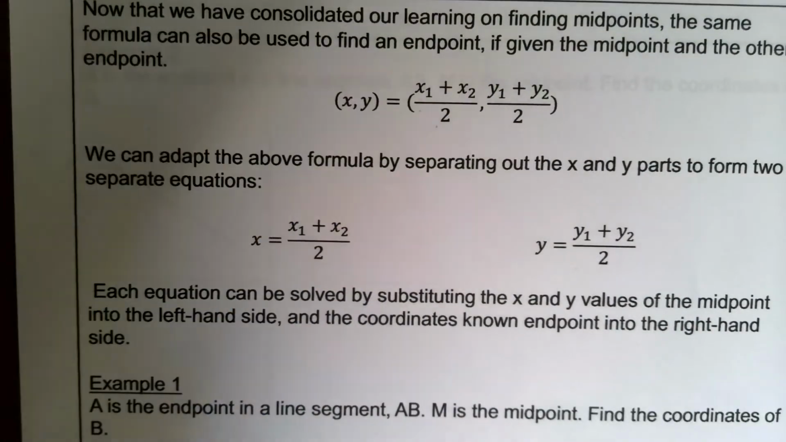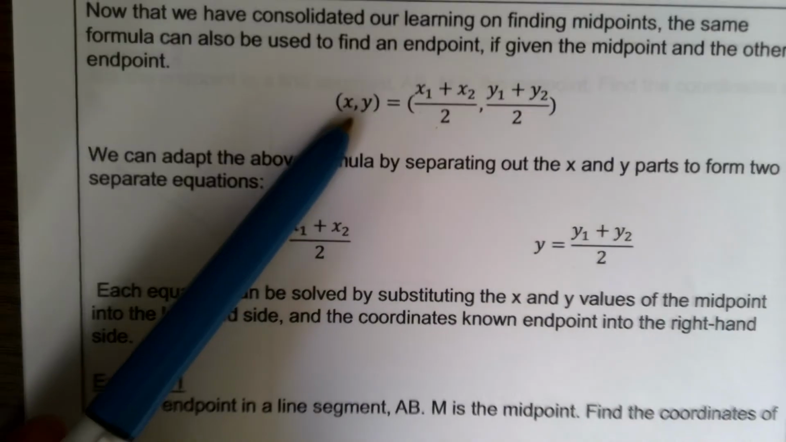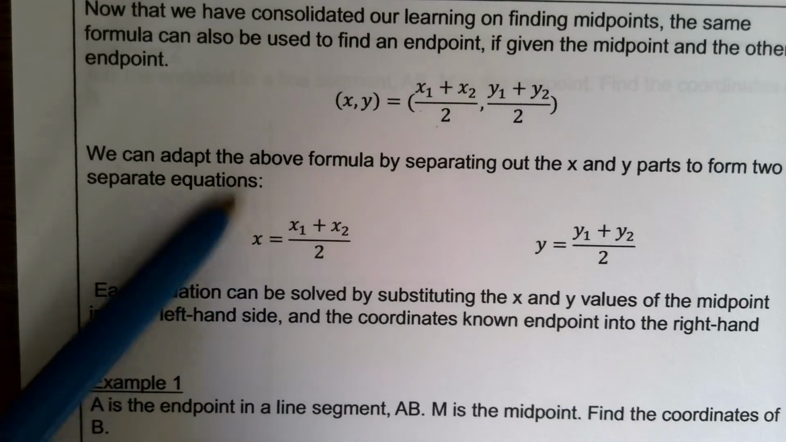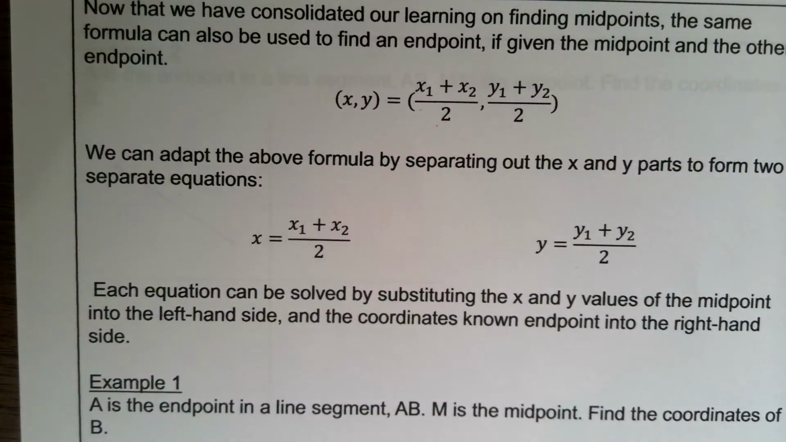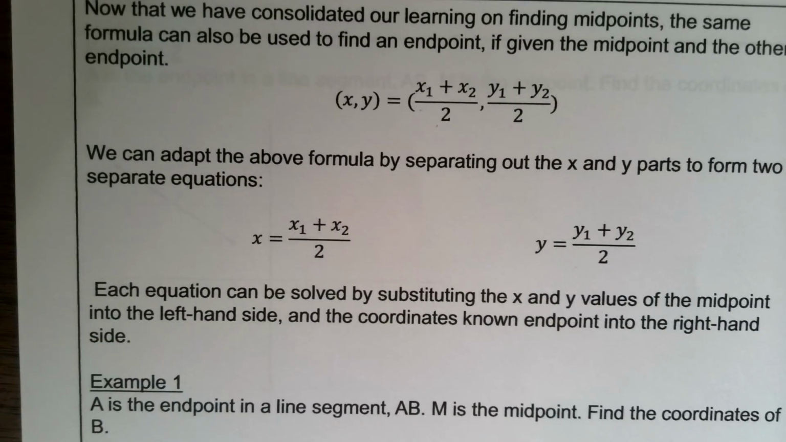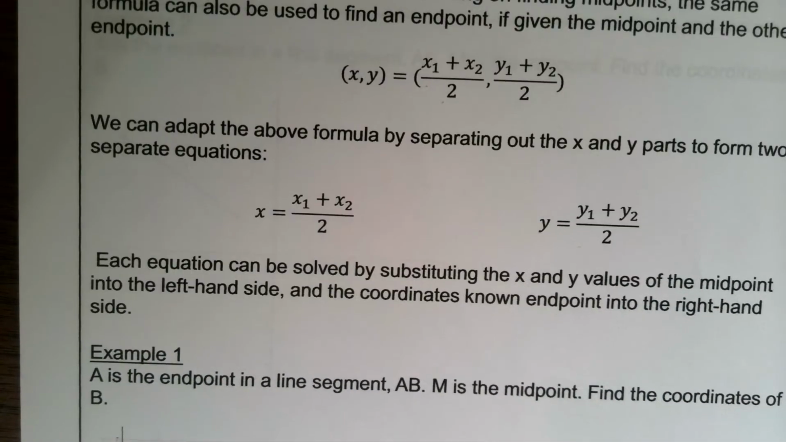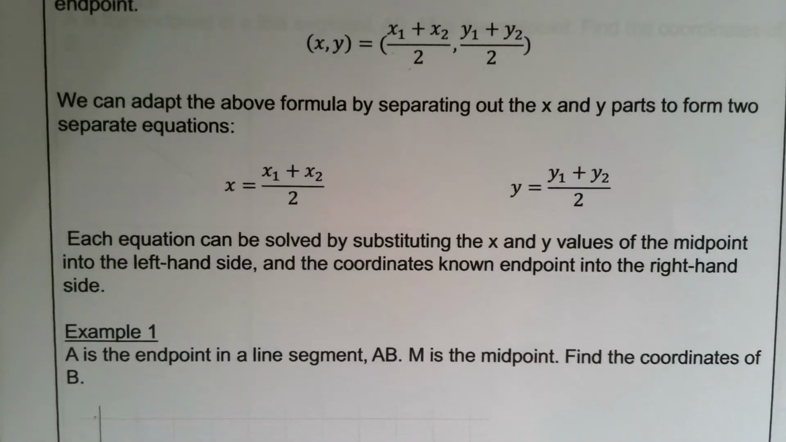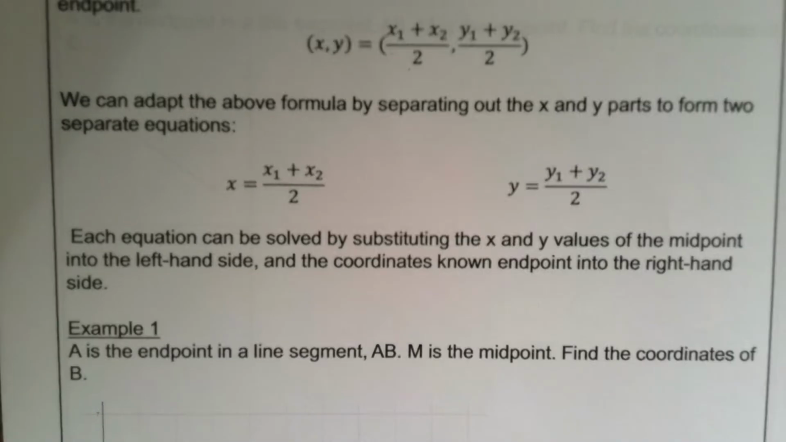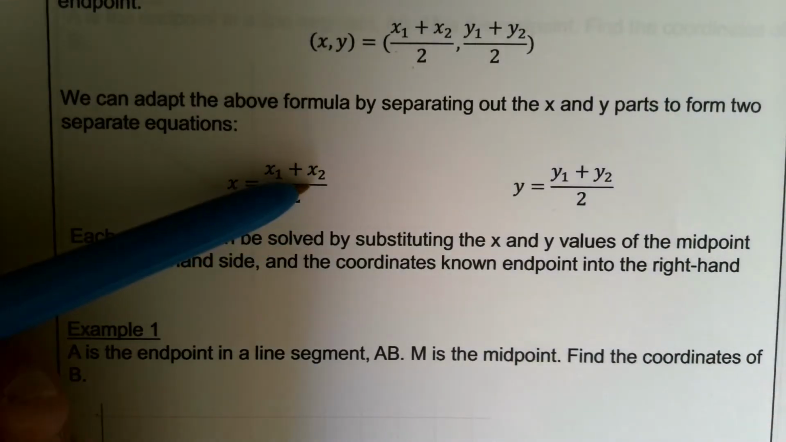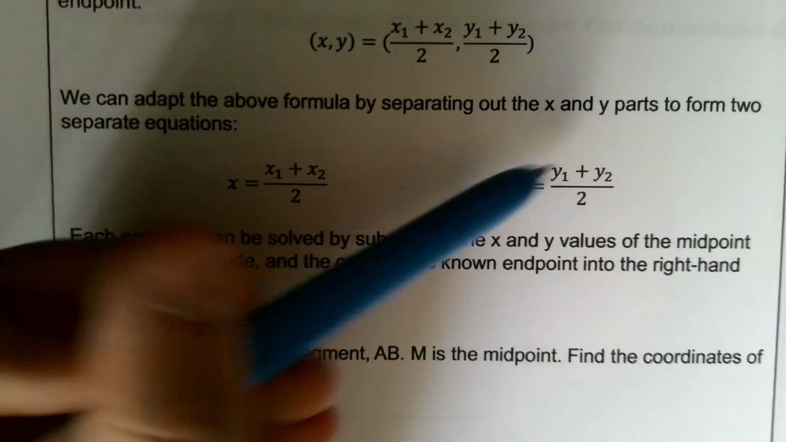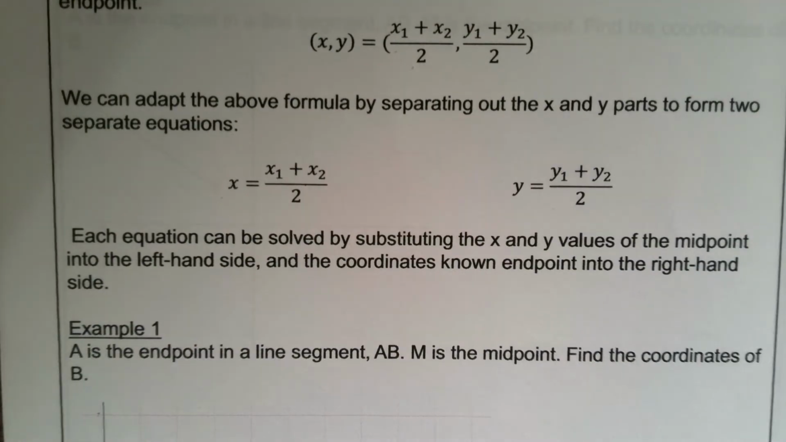We don't need those brackets anymore because we're not relating that this is the x coordinate, this is the x coordinate, this is the y coordinate, this is the y coordinate. So now we've got two nice simple equations that we can solve by substituting in x values into the left hand side and y values into the right hand side, and then we can just balance to find the missing x coordinate. So what we're looking for is x2 and y2. We know the midpoint coordinates, and we know one of these two x1 or x2 coordinates.